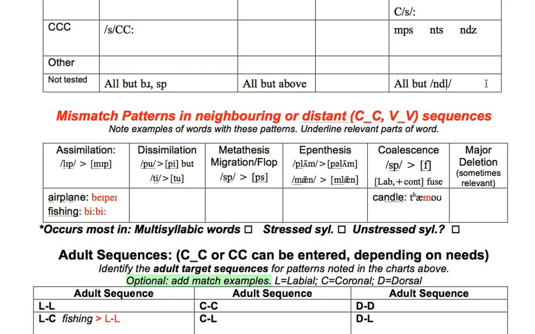Do you remember all of those linguistic processes you learned about in undergrad? This is where you can plot these sequences and segment repairs to constraints that the speaker has. The changes or constraints include assimilation, dissimilation, metathesis or flop, epenthesis, coalescence, and deletions, if there happen to be any.